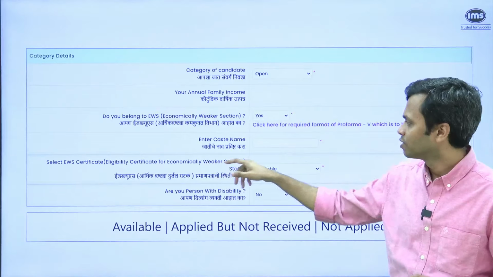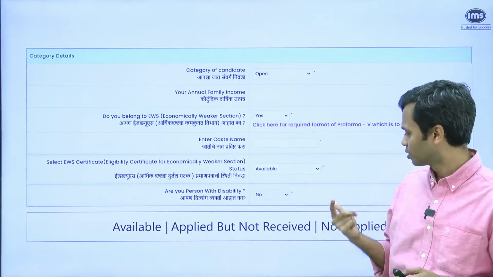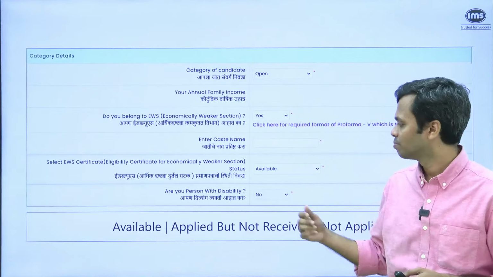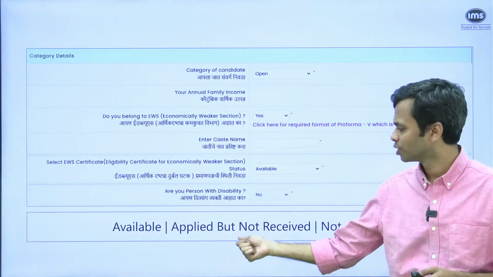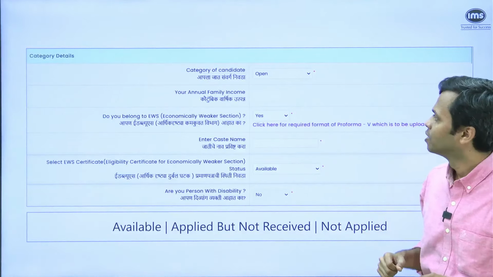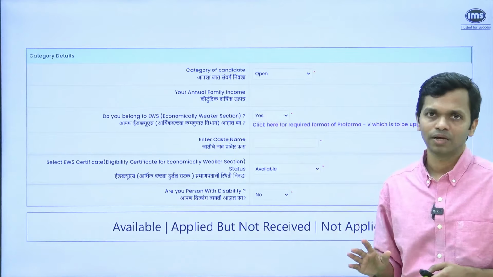You have to select the EWS certificate. Again, the same set of options are there: available, applied but not received, not applied. As mentioned, if you are eligible to get EWS, make sure that you apply for the certificate so that you can choose this and then enter the application number. Okay. So this is for the category, a very, very important section. Please don't make any mistake in this.